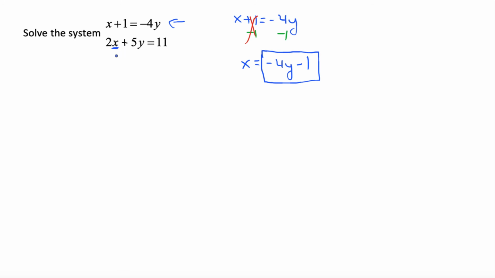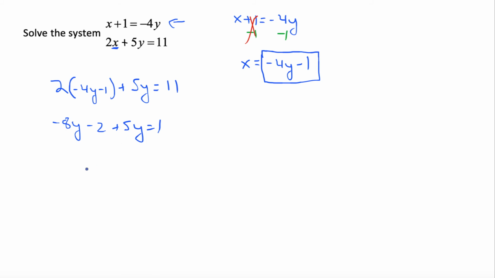Okay, so let's go ahead and do that. 2 times x, but in the place of x, I'm going to put in the other expression: negative 4y minus 1, plus 5y equals 11. And what we're doing here is solving this for y, which turns out nice, right? So let's distribute through the 2 here. Negative 8y minus 2 plus 5y equals 11.